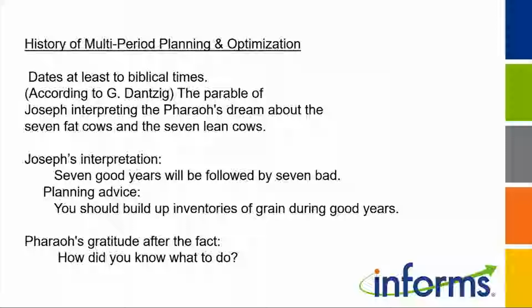And the Pharaoh was impressed because that is in fact what happened. The multi-period plan worked. And so the Pharaoh said to Joseph, how did you figure this out? I don't know what accent was used in those days. And Joseph said, well, I used linear programming. So that's the history. That is George Dantzig.